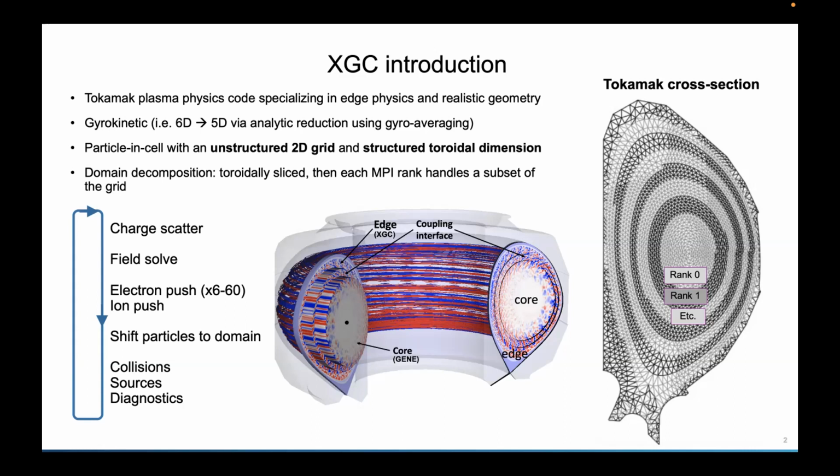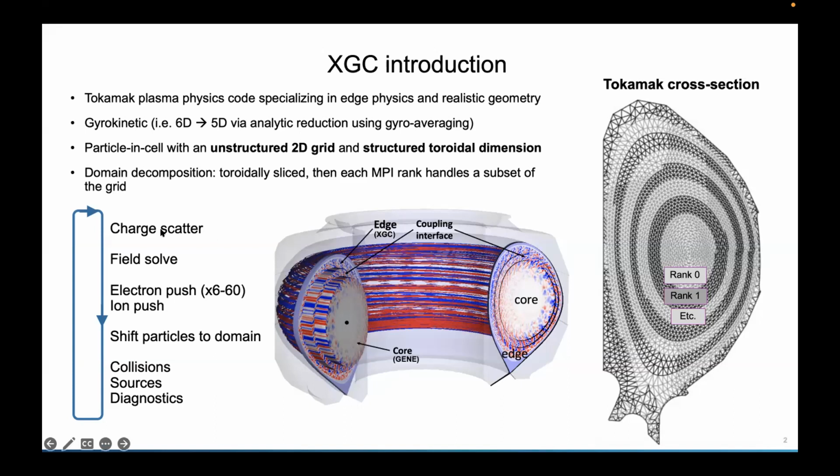And the domain decomposition works accordingly, where it's toroidally sliced, and then each MPI rank handles a subset of the grid, typically in these sort of ring formations. So rank 0 gets this innermost section, and then the next rank gets another ring.